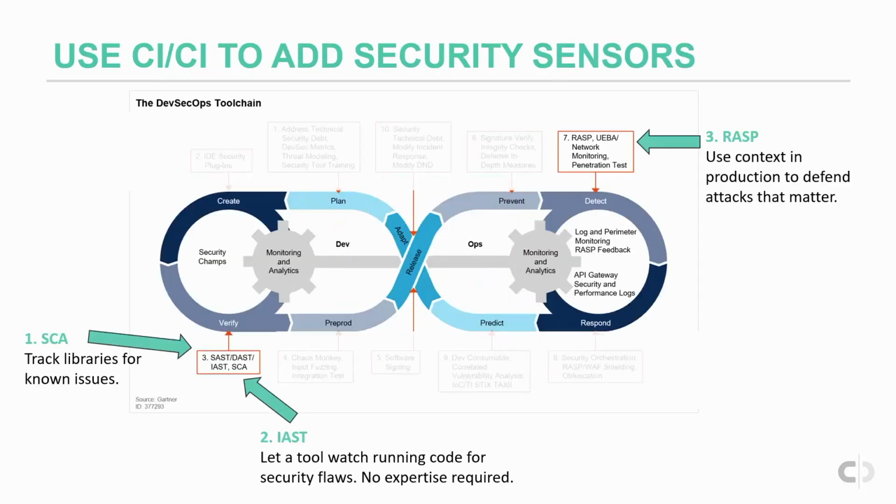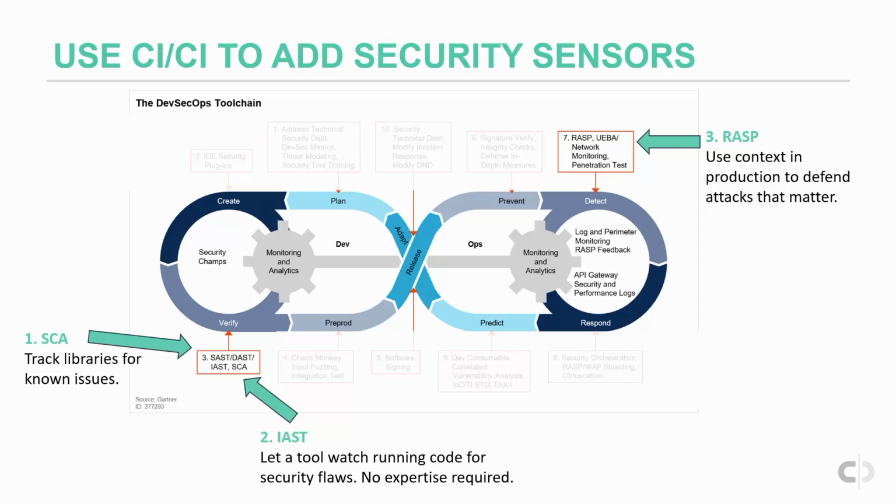And when we use this, we can use CI/CD, or continuous integration, continuous deployment, to place these security sensors in the right location at the right time. So what we can get is, as we go to build our applications, we can use software composition analysis to figure out where we've incorporated bad libraries that have vulnerabilities in them.